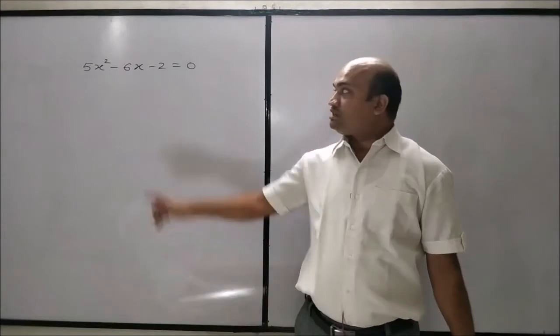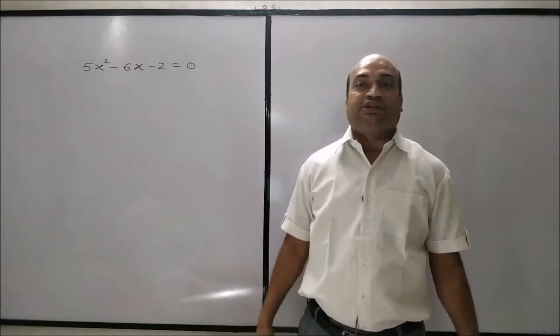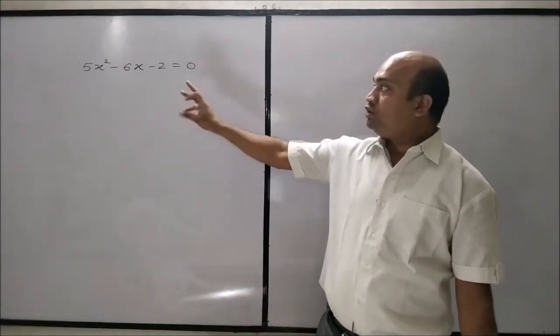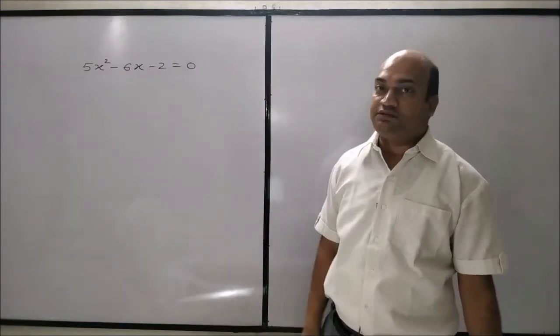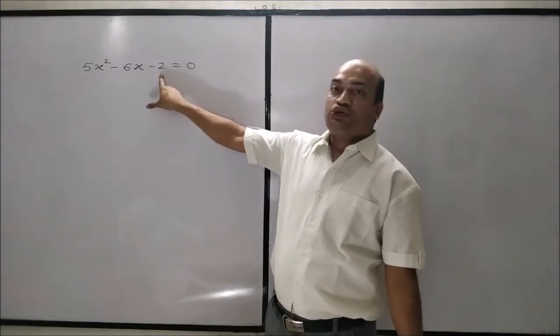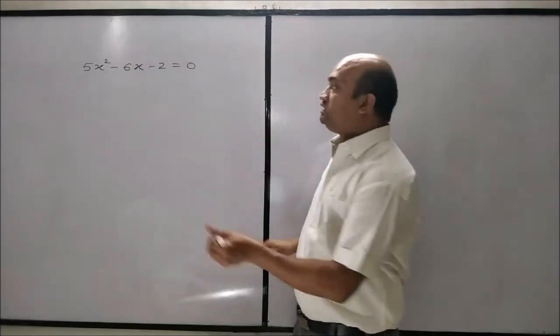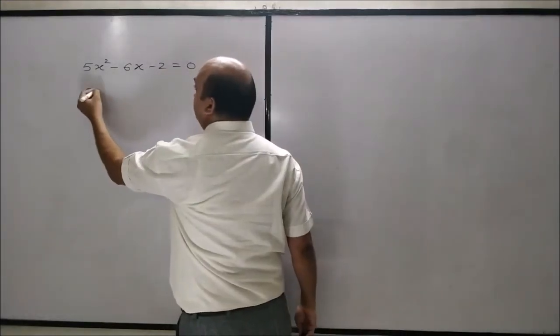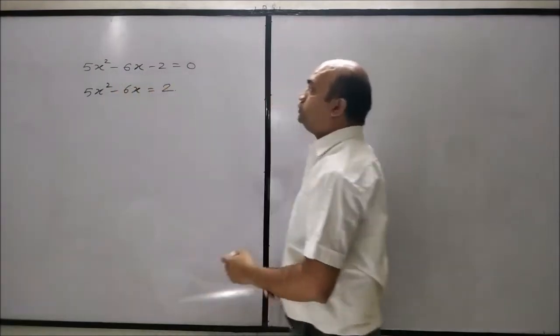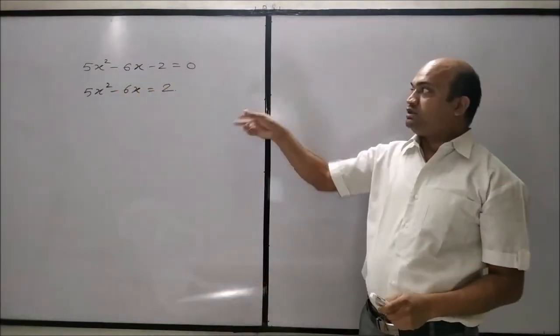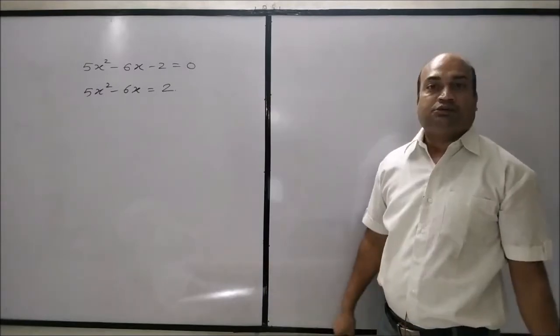Find the root of this quadratic equation by completing the square method. If we want to use completing the square method to find the roots of this quadratic equation, first of all, the constant 2 we shift to the right hand side. It will become 5x square minus 6x is equal to 2. This minus 2 when we shift to the right hand side, it will be plus 2.